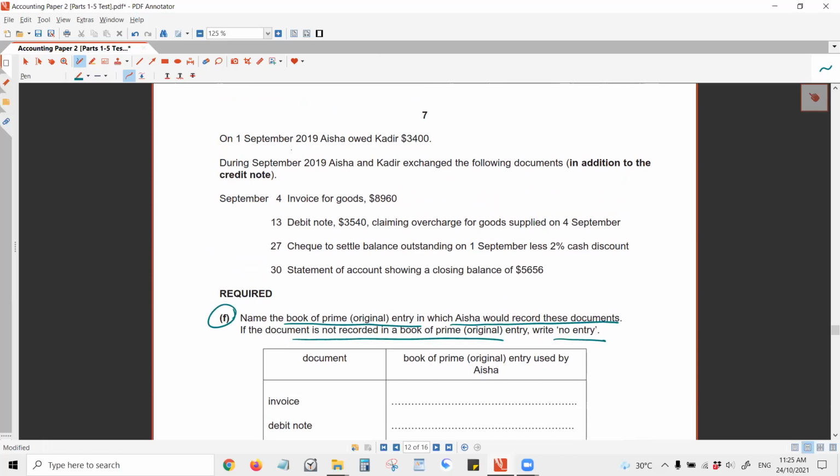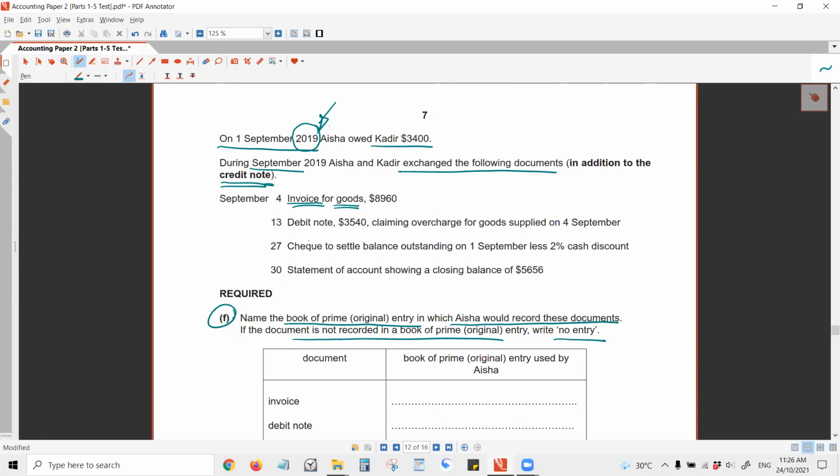On September 1st, 2019, Aisha owed Kadil 3,004. During September, they exchanged documents, including the credit note. This is a past exam question. I copy and paste from the past exam papers. It's the same thing. You can see this paper is from 2019, because they wrote 2019 here. Invoice for goods means whenever you see the word invoice, it must mean that the transaction is on credit. On credit means payment has not been made.